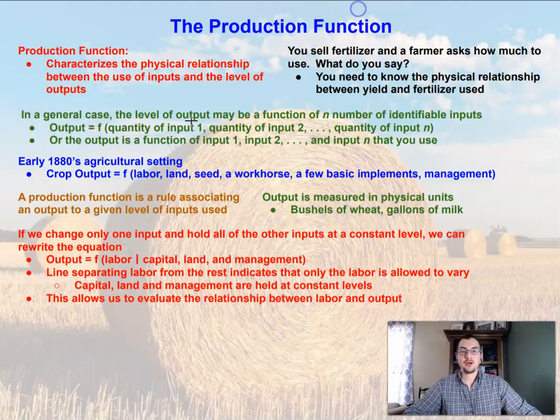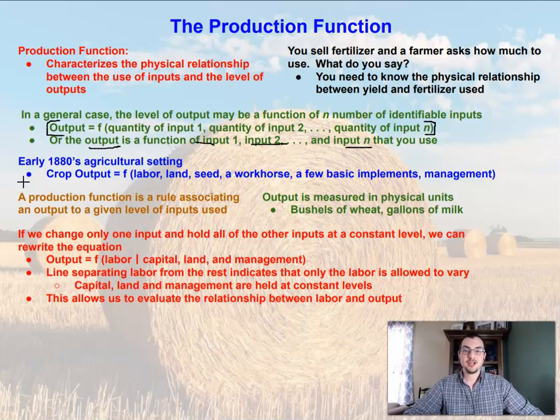So another way of saying it is that output is a function of input 1, input 2, and all the way to input n that you use. So this formula right here is basically saying that output is a function of input 1, input 2, all the way to the total number of inputs that you're going to use. Now, these inputs are going to be different depending on different operations, right?